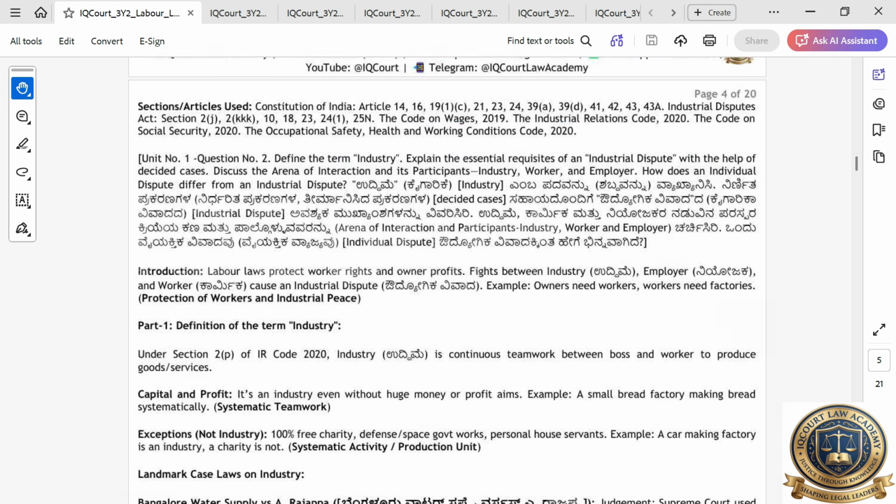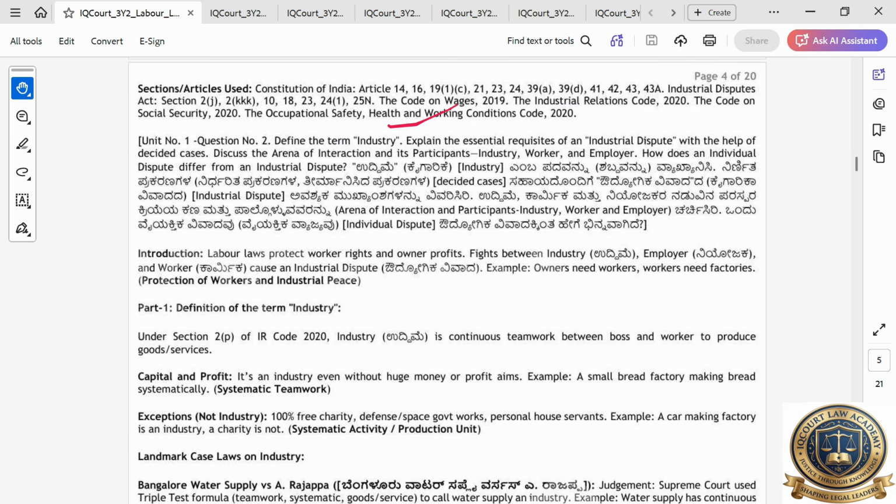For this question, for the next question: Define industry. Explain the essential requirements of an industrial dispute with case laws. Discuss the arena of interaction and its participants: industry, worker, employer. How does an individual dispute differ from an industrial dispute?